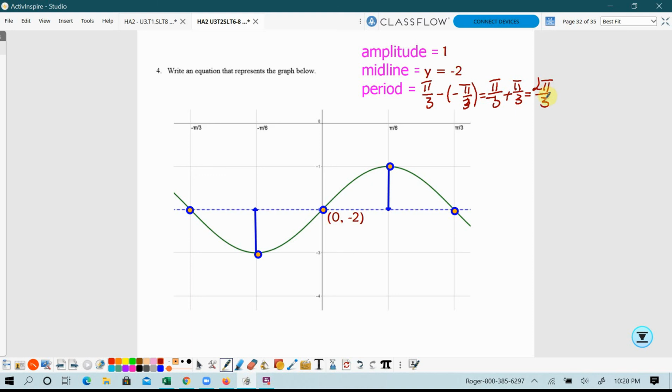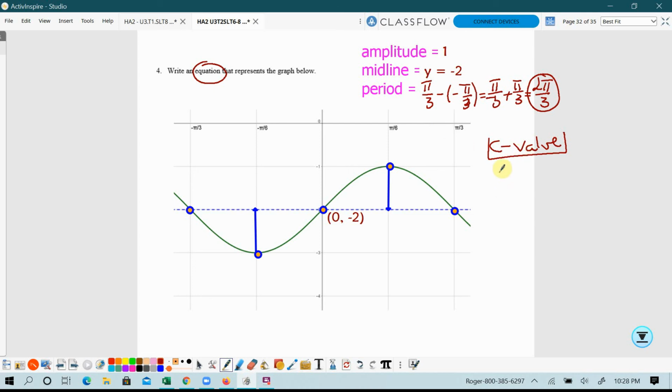Now that's going to help me find something else that I need. In order to write the equation, I need the C value, right? Because if you think about this in terms of transformations, there's an A, there's a C, there's an H, there's a K. In most cases, not all cases, but most cases. The C value is important because it's the coefficient to the X that you're going to put in your equation, the input. So how do you get the C value?